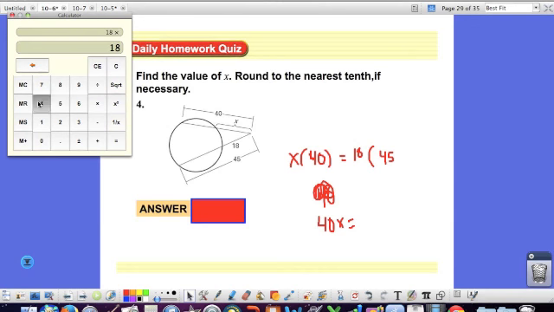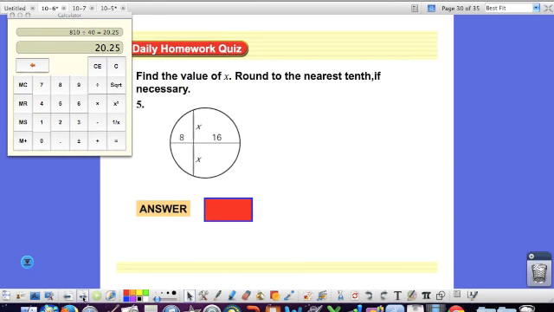18 times 45 equals 810, divided by 40 is 20.25. They said round to the nearest tenth if necessary. That's going to be closest to 20.3. And this one, they intersect inside. So x times x is x squared. 8 times 16 is 128. And they said round to the nearest tenth, so the square root of 128 is approximately 11.3.